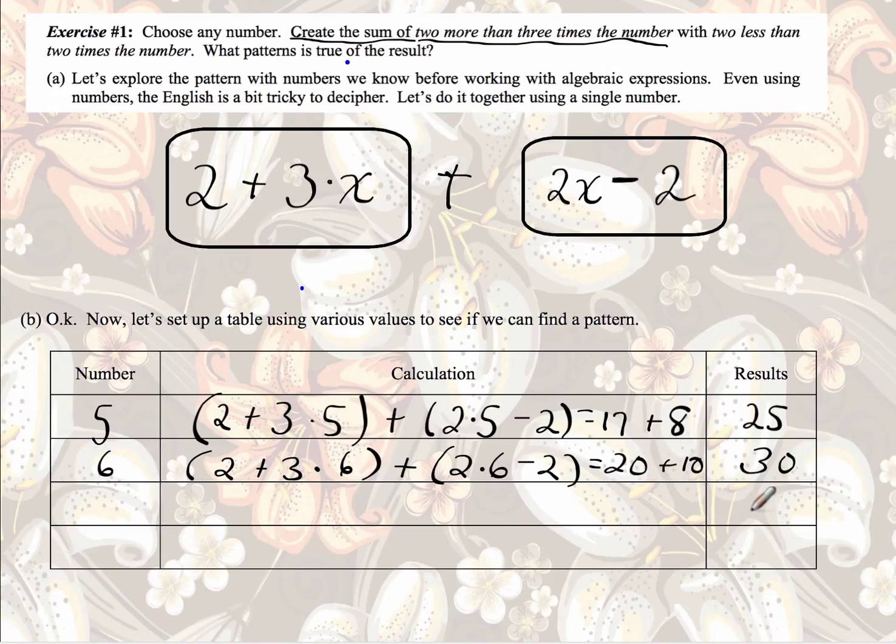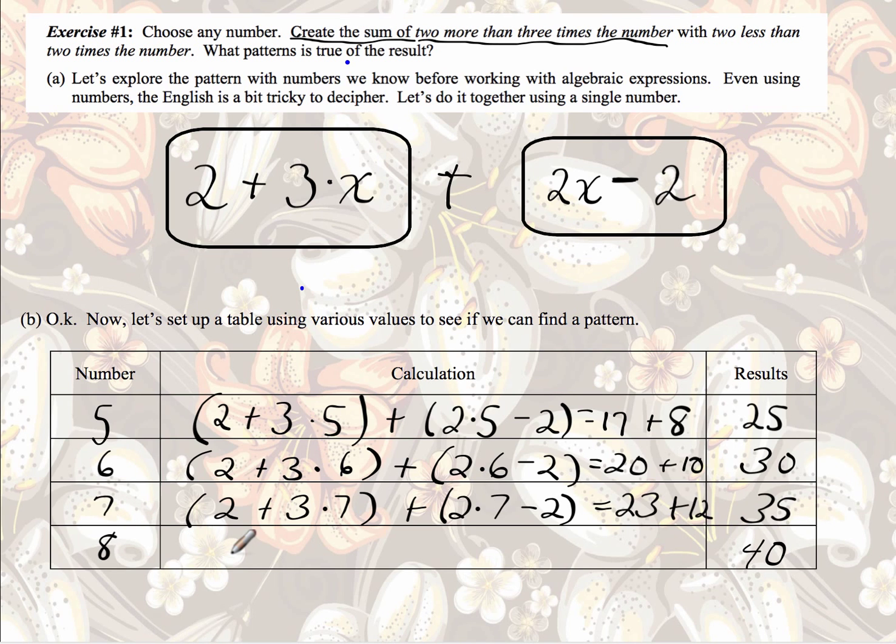See a pattern? Let's put a 7 in. Bet you all know what 7's going to be. So 2 plus 3 times 7 plus 2 times 7 minus 2 equals, let's do the math, 21 plus 2 is 23 plus 14 minus 2 is 12. And 23 plus 12 is 35. Hey, I bet you the next number will be 40 if I put an 8 in.